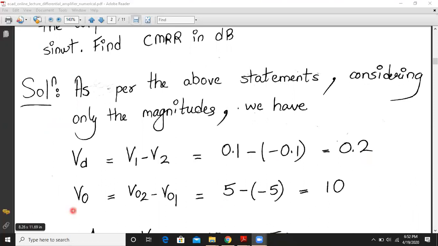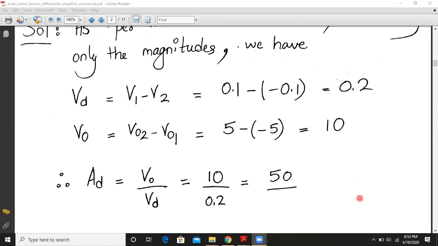If we consider output as VO2 minus VO1, since we have assumed VO2 to be greater than VO1, then the differential output voltage will be pi minus of minus pi, that is 10. Now similarly, we will get the differential voltage gain, which is output voltage divided by differential input voltage, that will be 10 divided by 0.2, which is 50 over here. Now we'll consider the second condition.